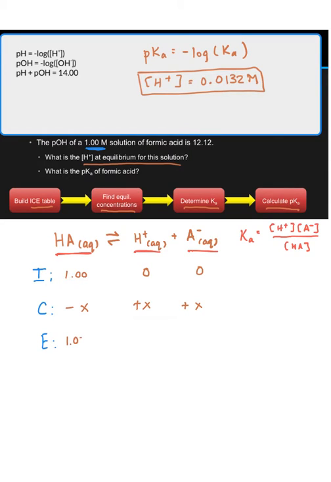Therefore, at equilibrium, we have 1 minus X for the concentration of HA, X and X for the concentrations of H plus and A minus respectively. Now, before we go any further, let's recognize that we've already determined the concentration of H plus at equilibrium. We know that the concentration of H plus at equilibrium is 0.0132 molar, like we solved for in the first part of this question. In other words, we know the value of X. Anywhere we see X in this ice table, we can plug in 0.0132.